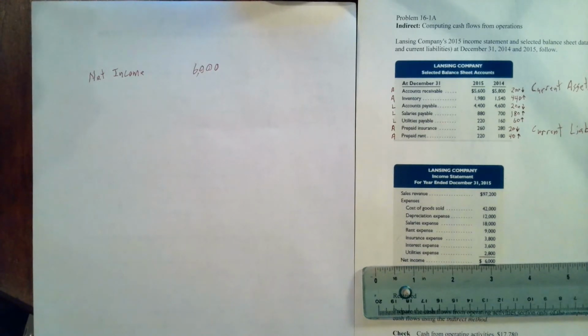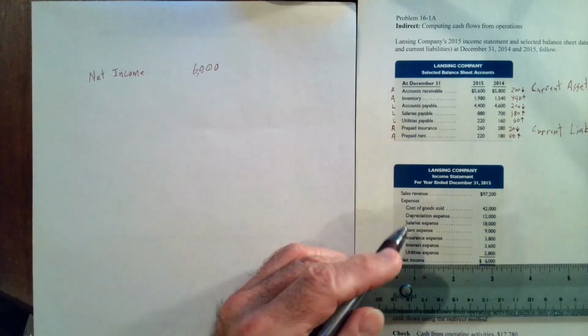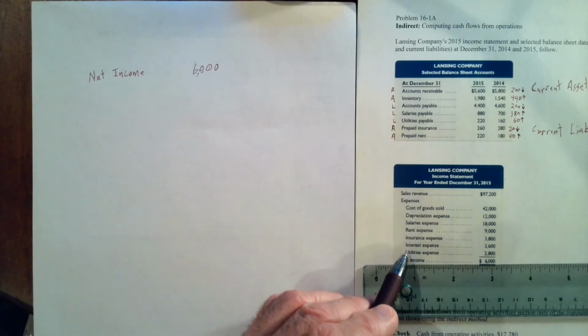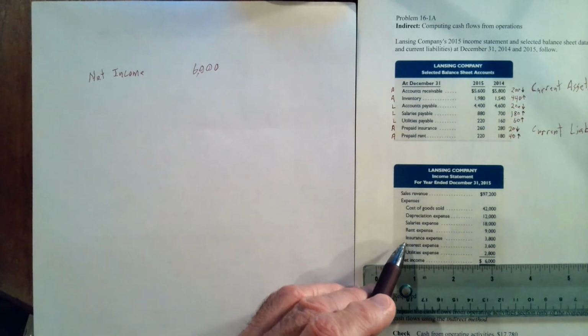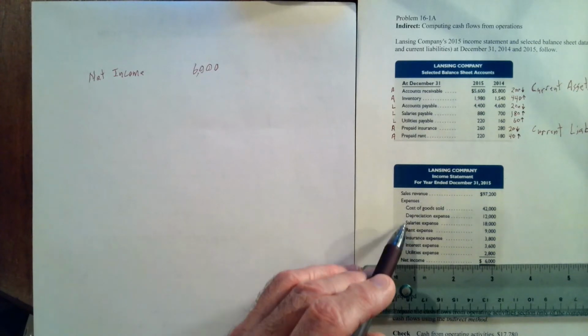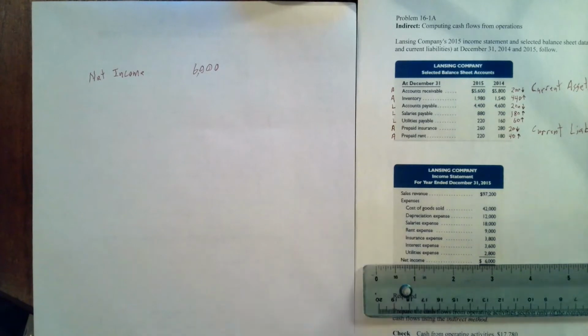And what I mean by non-cash is anything that was a transaction that had no cash value to it. And as I go through here, cost of goods sold, depreciation expense, salary expense, rent, insurance, interest, utilities. Salary, rent, insurance, interest, utilities, all of these had something to do with the passage of money to some degree or another. But this one right here, depreciation expense.